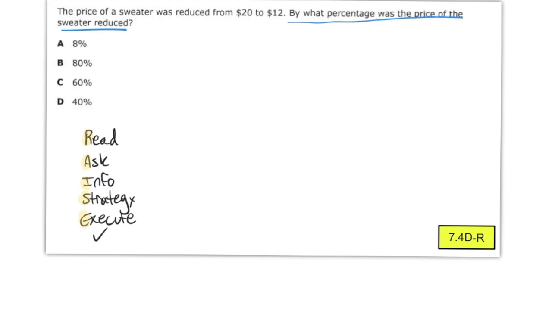How much was the sweater reduced? And specifically, I'm looking for the percentage by which it was reduced. So I know I'm going to be using a proportion. So let's set this up. Think about what you know about percent proportions.